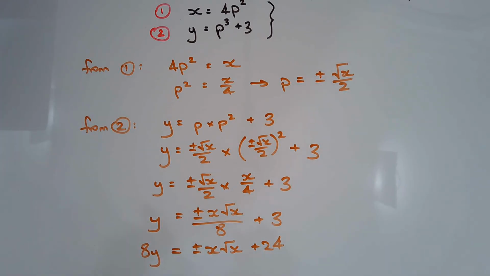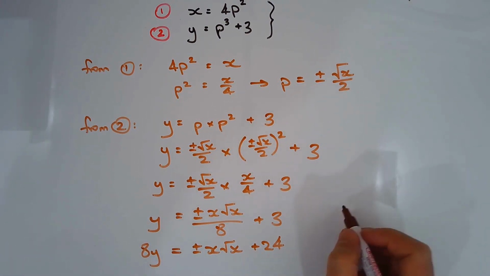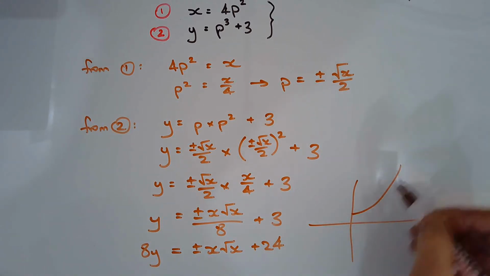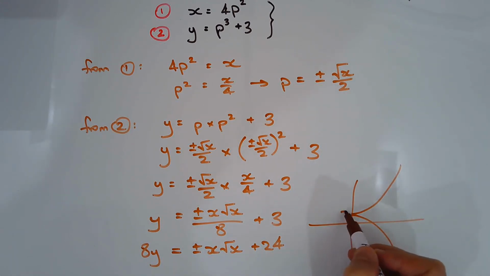So this is in fact a relation. You're welcome to have a go at graphing that using Desmos or a graphing calculator, and it'll look something like that, with a y-intercept of 3, and there's a sharp corner there at the y-intercept of 3.